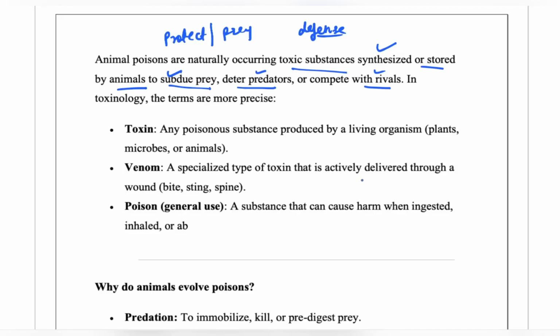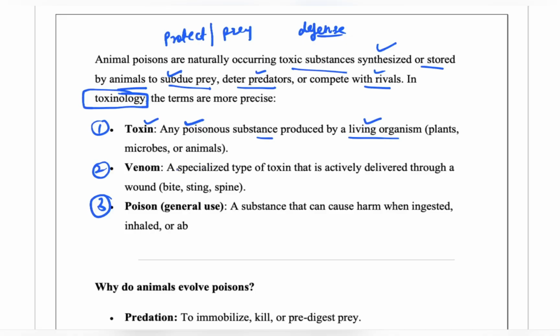And in toxicology, the terms are more precise. So toxicology, what is this? It is the study of the toxins. So we have three terms here. First is the toxin, then there is venom, and then poison. What is the difference? So toxins are any poisonous substance produced by a living organism, be it a plant, microbe, or animal. So any kind of poisonous substance which is produced by a living organism is called a toxin, right? Even we read about toxins in cell biology and other biology related subjects.